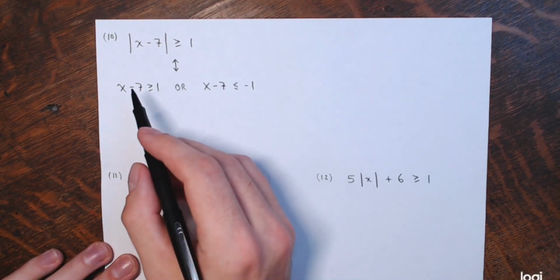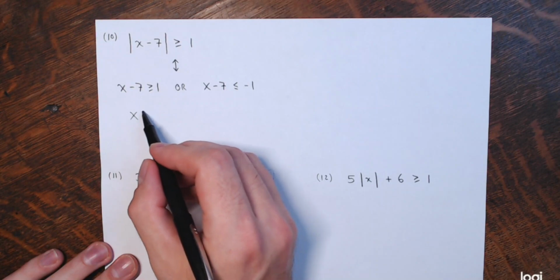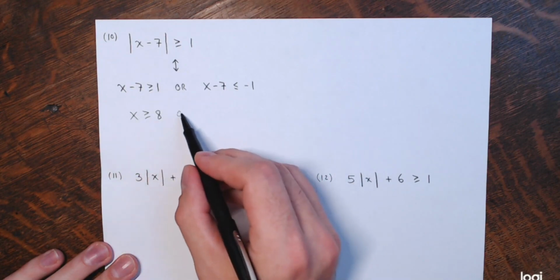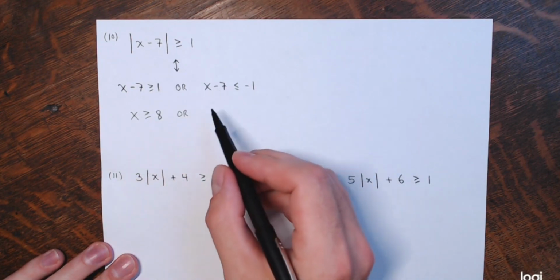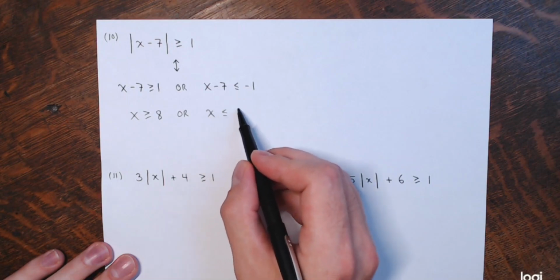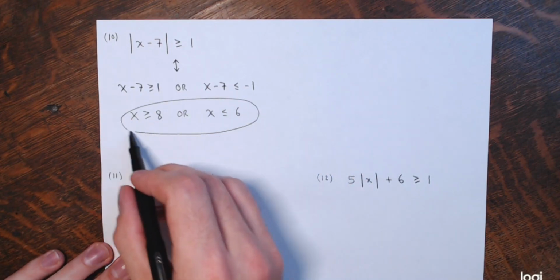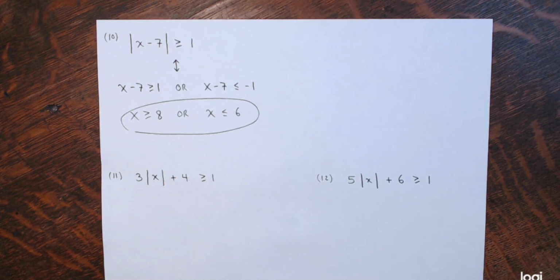Solving each of these, I would add 7. We get x is greater than or equal to 8, or, adding 7 to both sides of this, x is less than or equal to 6. And there you have it. Those are the solutions of this inequality. And again, I leave it to you to test it out.